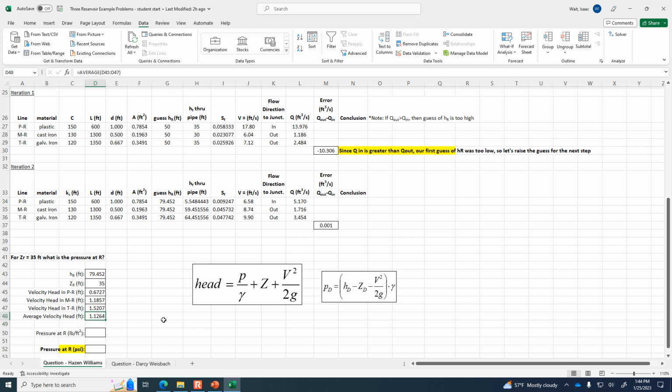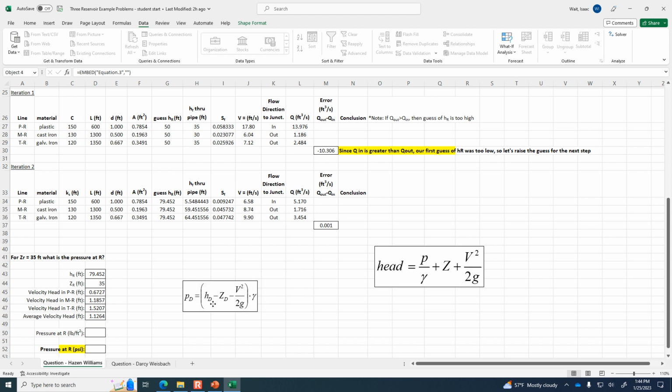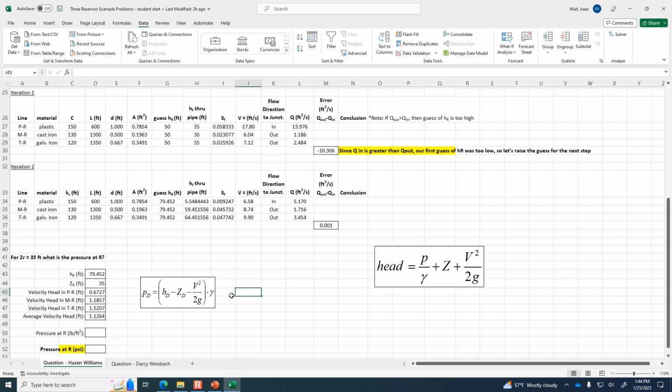Not a lot. Like 1.12 feet of head is tied up as velocity head. Now here's our definition of head. Head is pressure head, elevation head, and velocity head. So we want to know the pressure at location R. Pretend that doesn't say D. The pressure at location R is the head at R minus the elevation at R minus the average velocity head at R, and then multiplied by the unit weight of water.